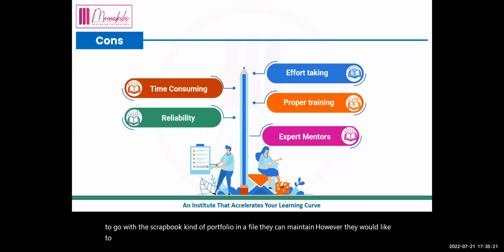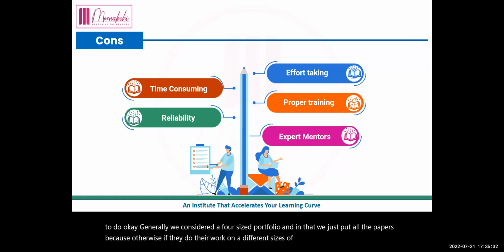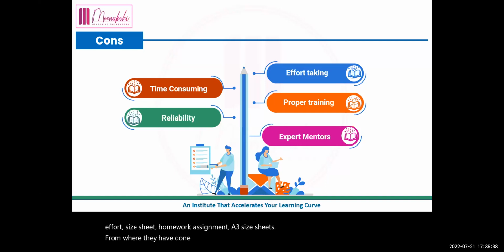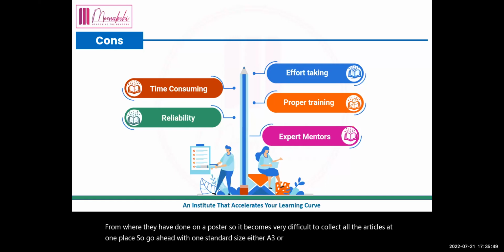Okay, generally we consider an A4 size portfolio, and in that we just put all the papers, because otherwise if they do their work on different sizes of paper, somewhere worksheets are A4 size sheets, homework assignments are A3 size sheets, somewhere they have done it on a poster. So it becomes very difficult to collect all the articles in one place. So go ahead with one standard size, either A3 or A4, right?